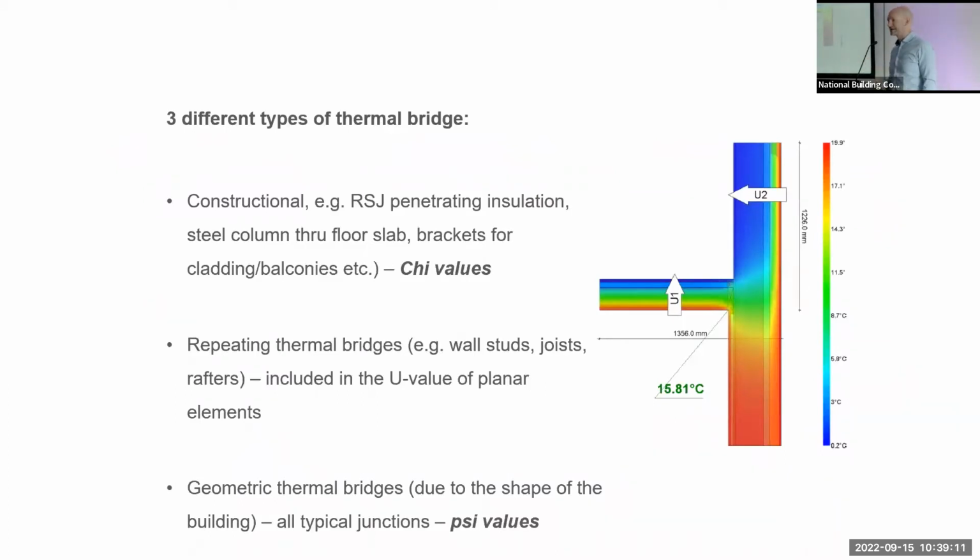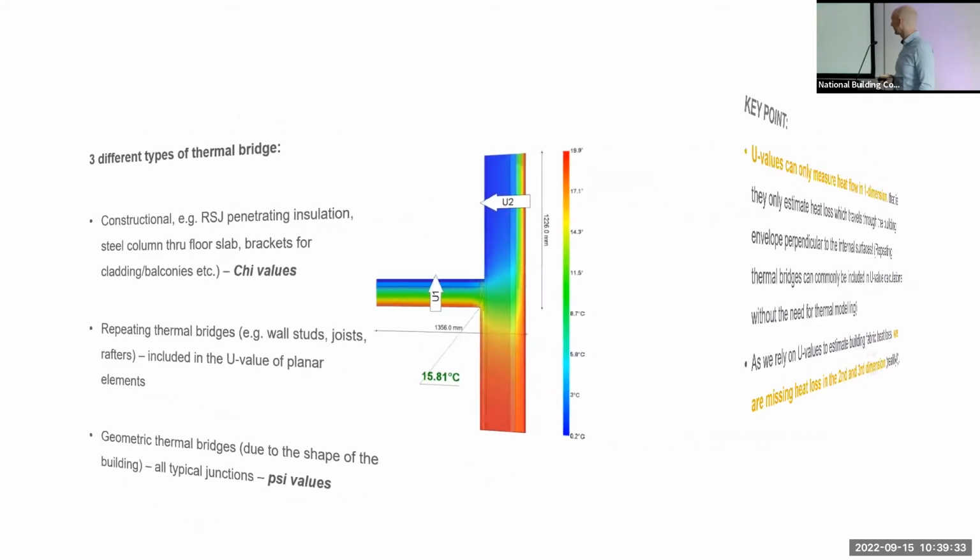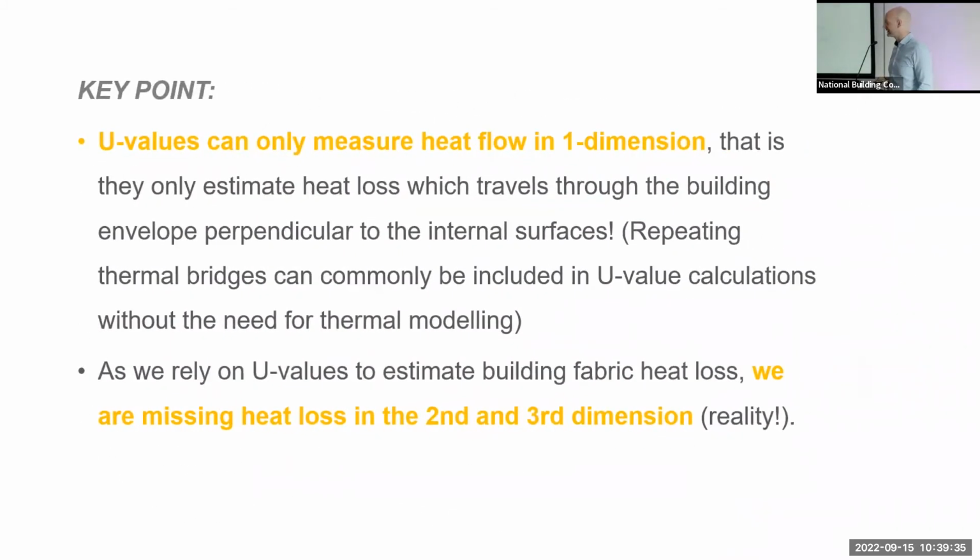But that stuff normally gets accounted for in the U values. So timber studs or SFS studs, that kind of thing, is often included in the U value of the planar element. It's where we have geometric thermal bridges, which are due to the shape of the building. So walls have to meet roofs, roofs have to meet walls, walls have to meet windows, walls have to meet floors. All those locations constitute thermal bridges. So we have to decide whether they have to be looked at or not. And we get linear psi values for those.